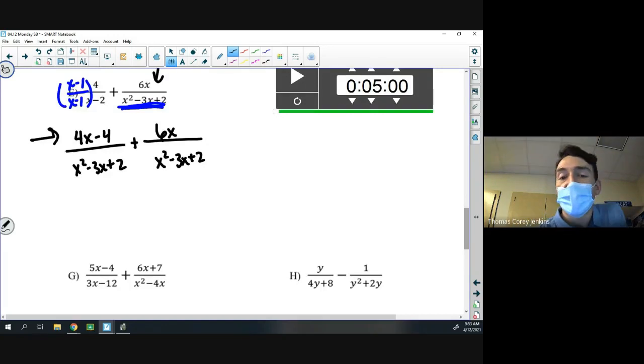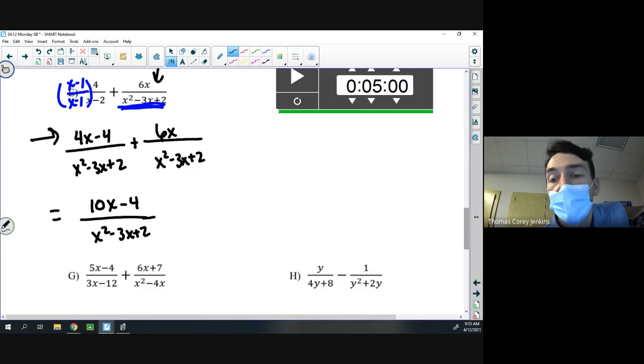So anyways, 4x plus 6x is going to give me 10x. Minus 4 just stays minus 4. So 10x minus 4 over x squared minus 3x plus 2. You do want to think about what 10x minus 4 looks like in factored form just to make sure it doesn't have an x minus 1 or x minus 2, which would tell us we had to reduce. But if I factor out a 2, that's going to give me 5x minus 2, so it doesn't. So we can't reduce, so I'll just leave it as is.